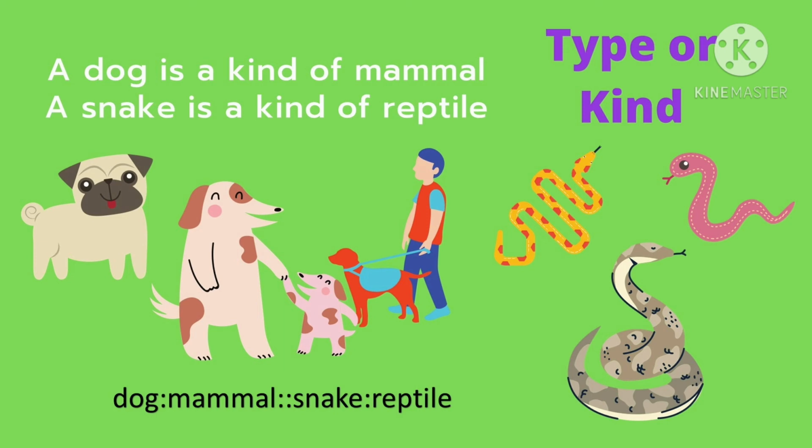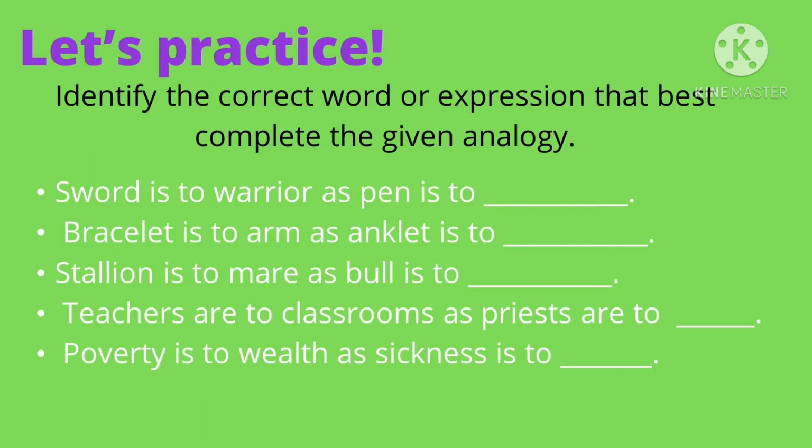Now I guess you know the relationships in an analogy. Let us have some practice exercises. Now that we have finished some of the bases in word relationships in an analogy, let us now put it into practice. Let's practice. Identify the correct word or expression that best completes the given analogy. Let's have number 1. A sword is to warrior, as pen is to writer. Because a sword is being used by a warrior, a writer uses a pen.